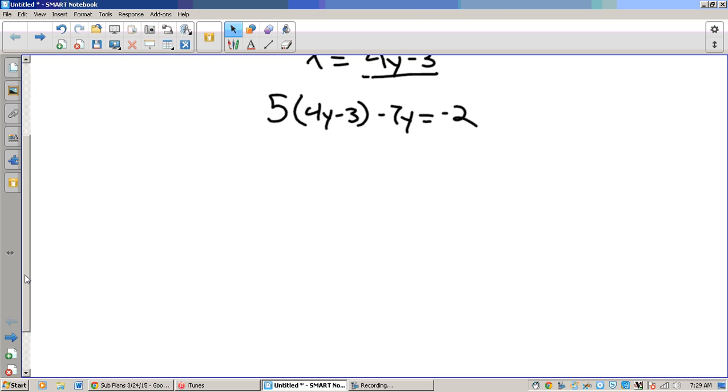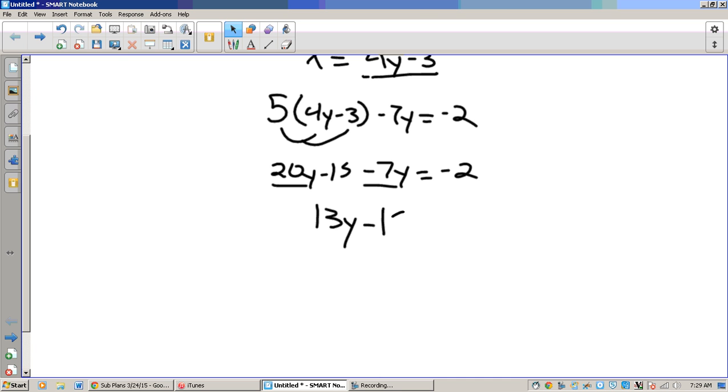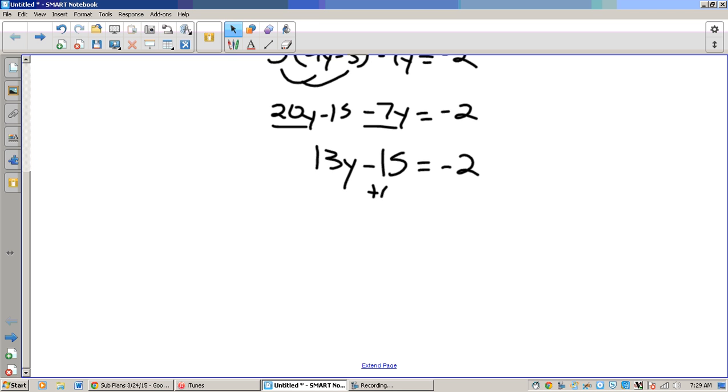So first to solve it, I distribute. I've got 20y minus 15 minus 7y equals negative 2. I combine like terms. I've got a 20y and a negative 7y, so that's 13y minus 15 equals negative 2. Then I'm going to add 15 to both sides, and that gives me 13y equals 13. So then I divide by 13, and that gives me y equals 1. So I solved the equation.